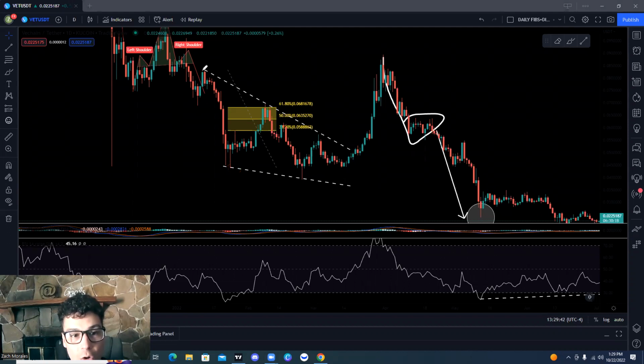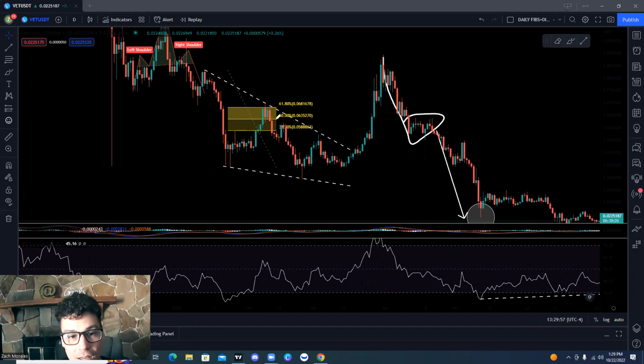And as I said, we don't go down in a straight line. We come down and we retrace, and then we head back lower. Look at exactly where we found resistance. It was right here at the 61.8. That's the golden ratio, aka the golden pocket.